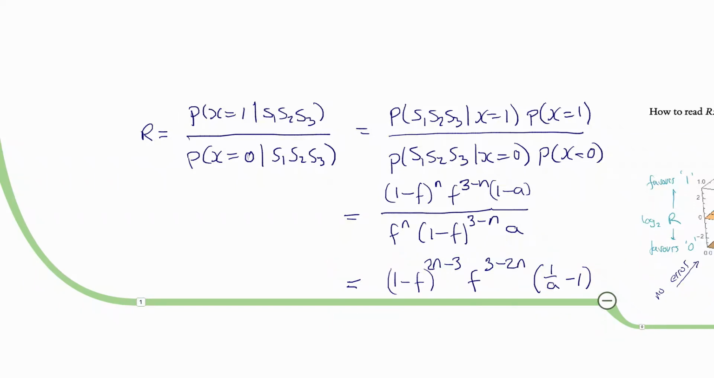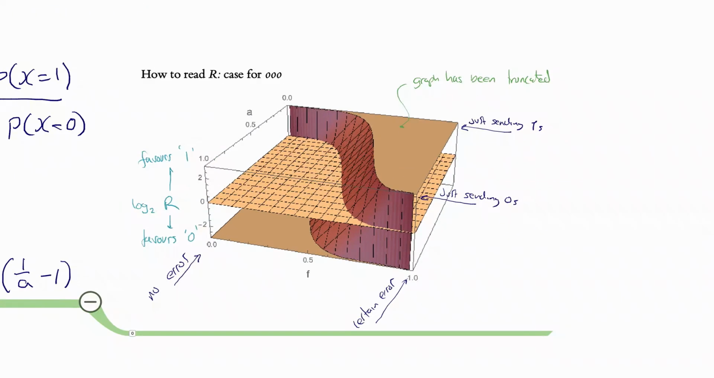Since this is now a function of a, which ranges between 0 and 1, and f, which ranges between 0 and 1, we can plot it in a 3D graph, and it looks like this. This is the case for when we receive 3 zeros. What I have plotted here is a along this axis, f along this axis, and along the vertical axis is the logarithm of r. A large negative value of the logarithm of r favors interpreting the symbol as 0. A large positive value favors interpreting the symbol as 1.